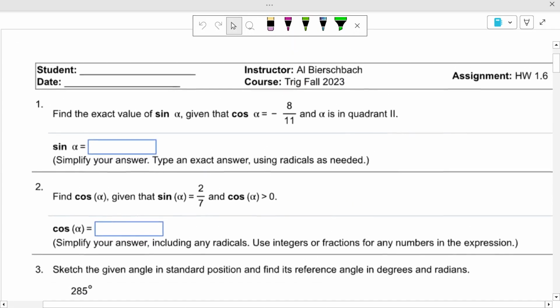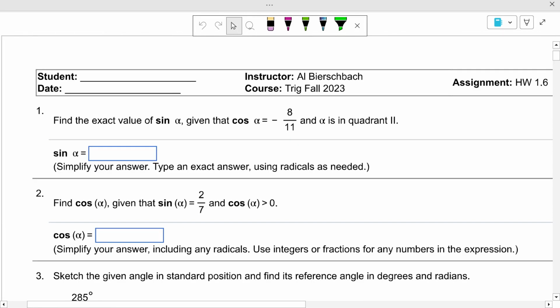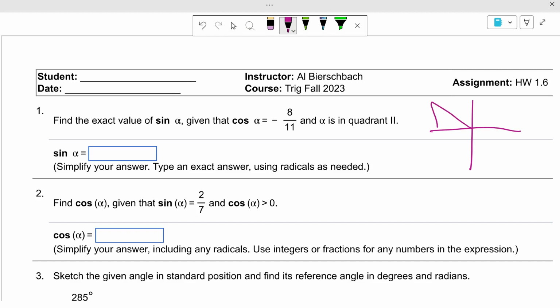It says find the exact value of sine given that cosine is negative 8/11 and we're in quadrant 2. Okay. So I'm going to draw out quadrant 2. It doesn't matter exactly how I draw my triangle, but you're drawing a right triangle with a right angle right there. Okay. The cosine is negative 8/11.